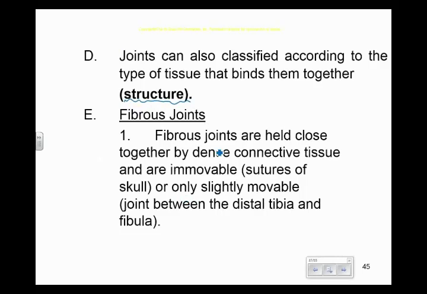So the structural classifications are going to be fibrous joints, and if you look at that term, that means that they're going to be stitched together with fibers. And if you're stitching together, like on the seam of a shirt or something like that, you're not going to need a lot of play there between those two pieces. We want it nice and firm and continuous there. So fibrous joints are going to be held together by stitches, if you will, of dense connective tissue, and they're immovable. Our best examples are the sutures of the skull.